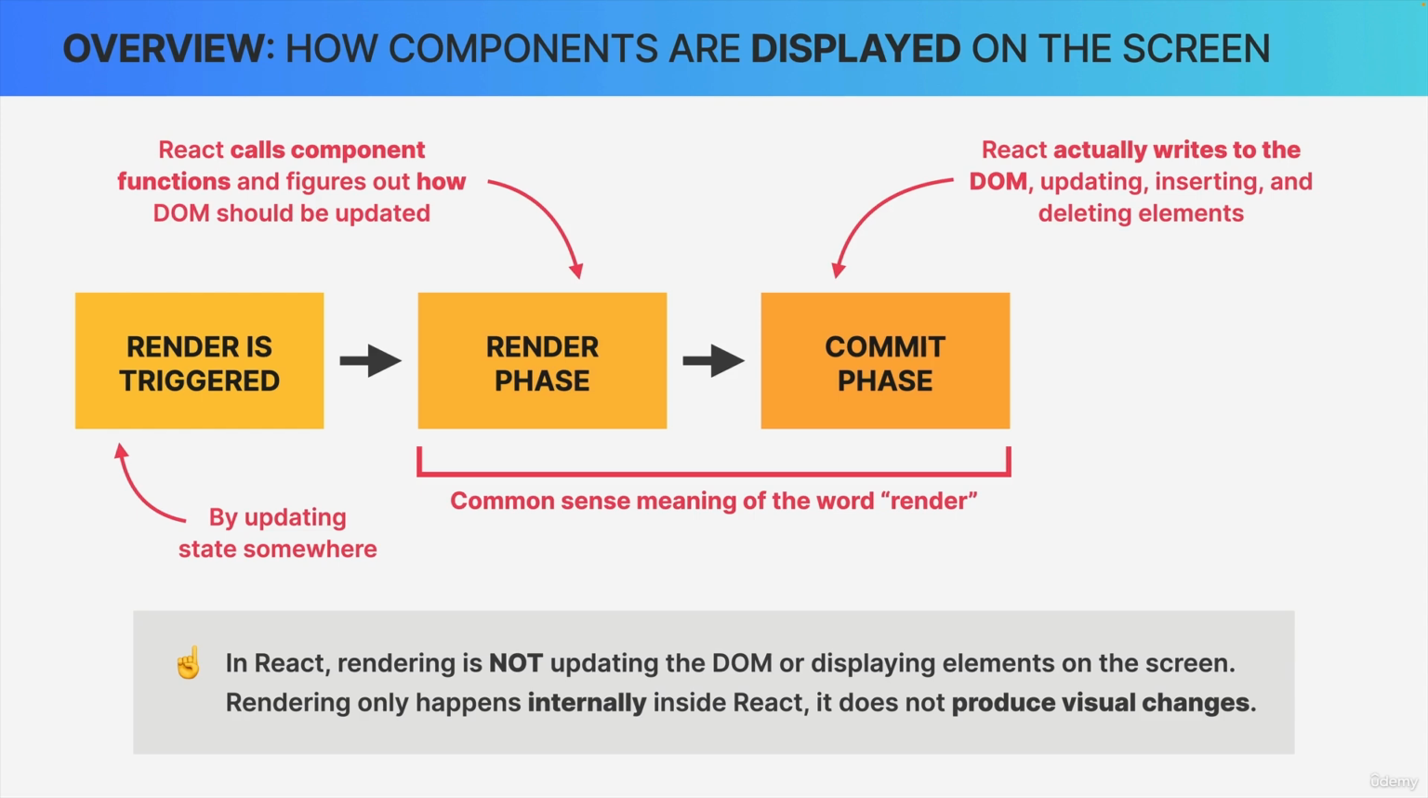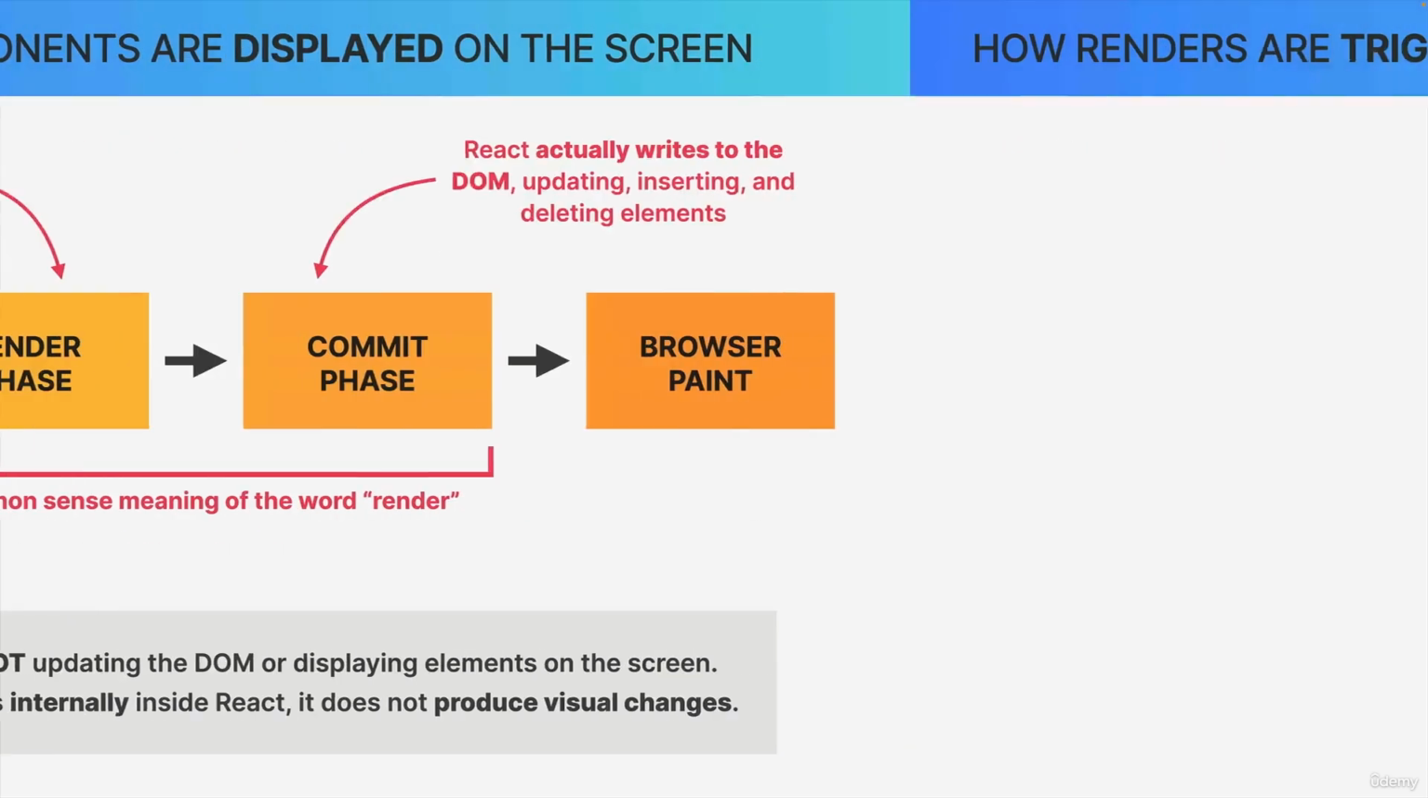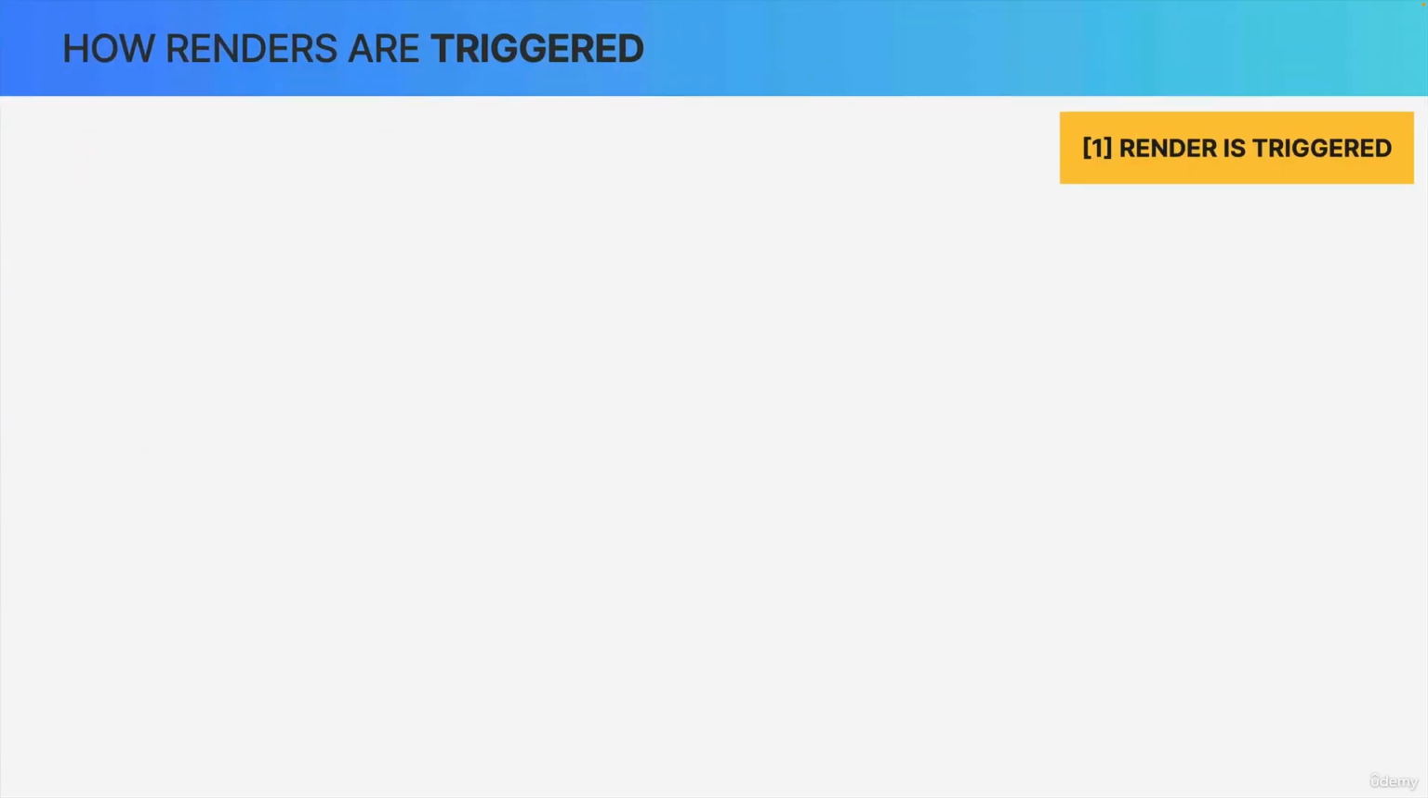Okay? Then finally, the browser will notice that the DOM has been updated, and so it repaints the screen. Now this has nothing to do with React anymore, but it's still worth mentioning that it's this final step that actually produces the visual change that users see on their screens. Alright, so let's now zoom into each of these different steps, starting with the triggering of a render.